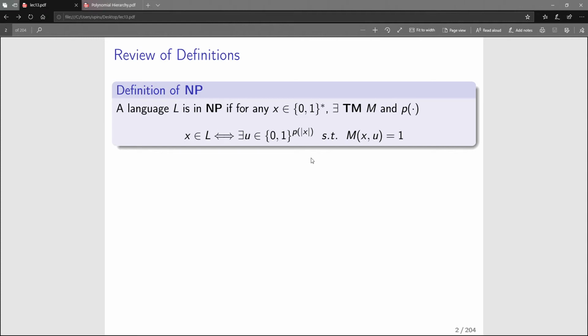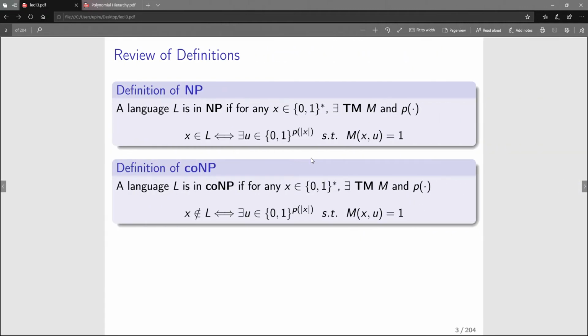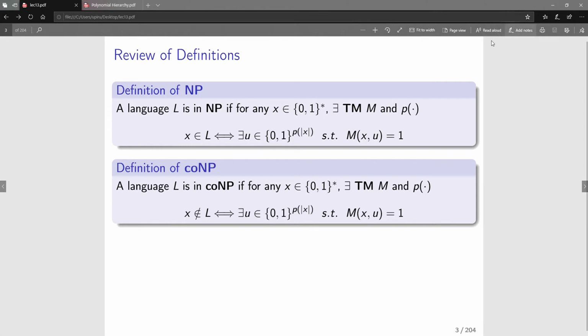So for any problem you want to check whether it belongs to NP, you just take a polynomial size certificate and check whether the machine accepts or not. And what is the definition of co-NP? L is in co-NP if L complement is in NP. One way to look at the definition of co-NP is to just take the negation of this statement, this NP.